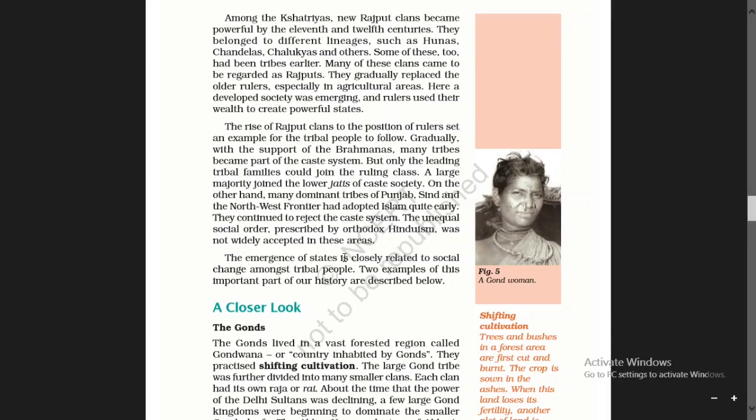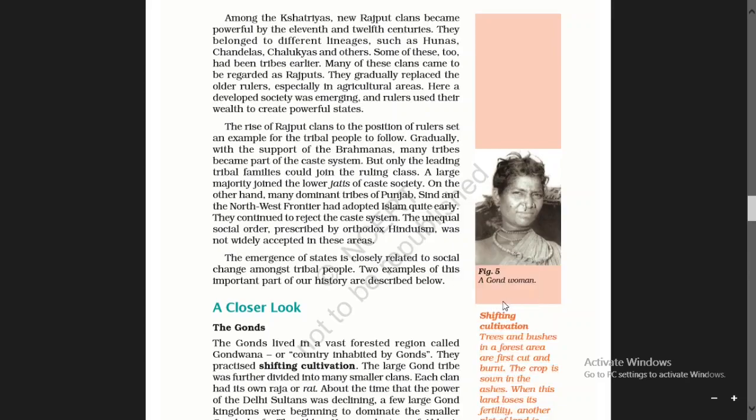The emergence of states is closely related to social change amongst tribal people. Two examples of this important part of our history are described here as under. A closer look, let us see this. The Gonds.